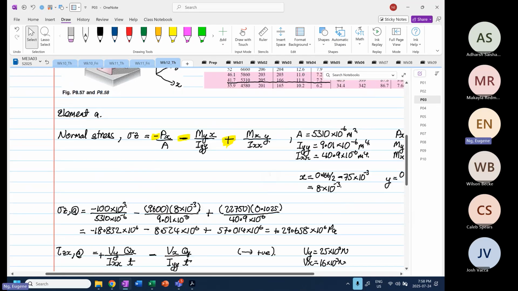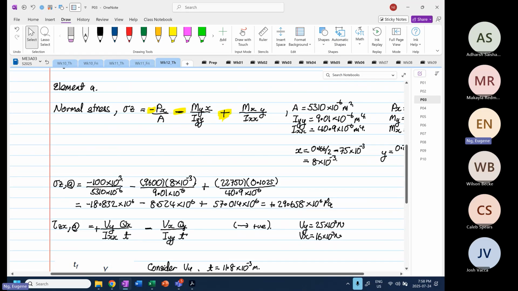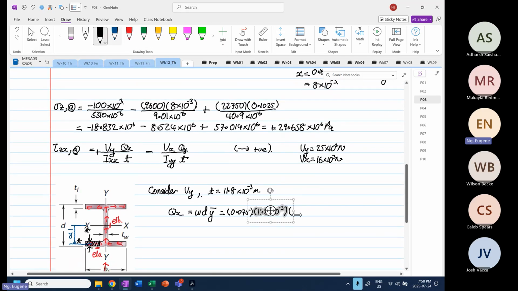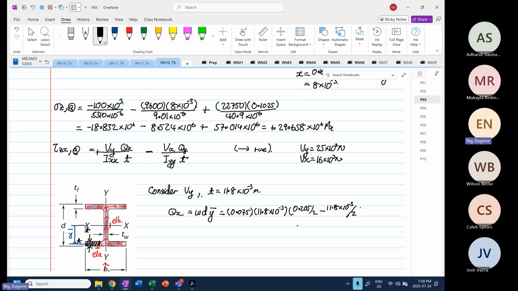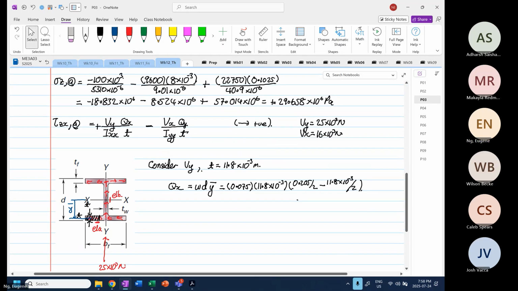So we go back here. The d is 0.205 divided by 2, right? And then minus 11.8 times 10 to the power minus 3, and then the whole thing divided by 2, right? Because the thickness of the flange is equal to 11.8.